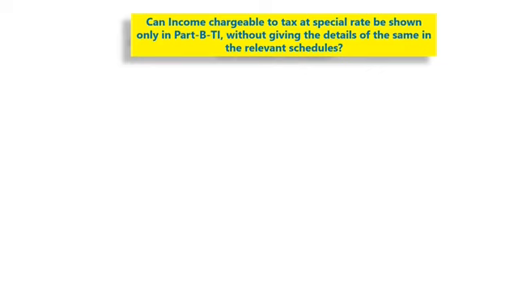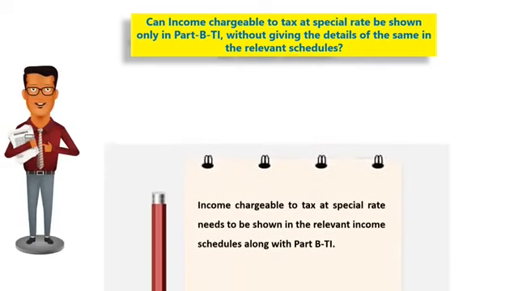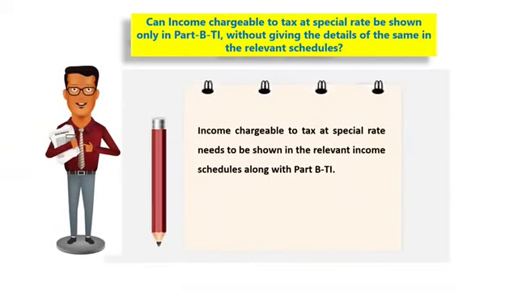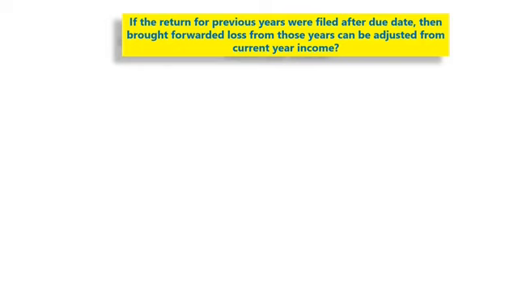Can income chargeable to tax at special rate be shown only in Part B TI without giving the details of the same in the relevant schedule? Please note, income chargeable to tax at special rate needs to be shown in the relevant income schedules along with Part B TI.